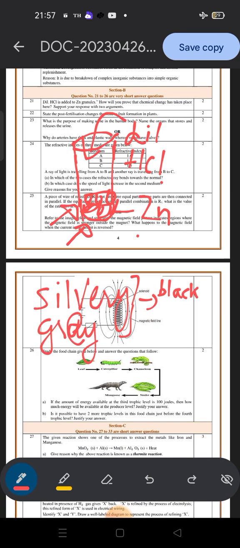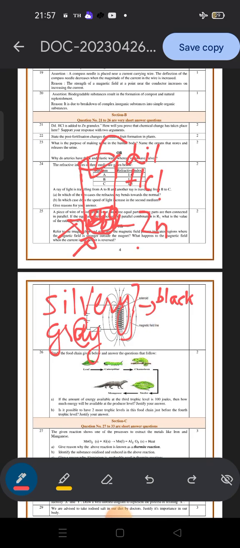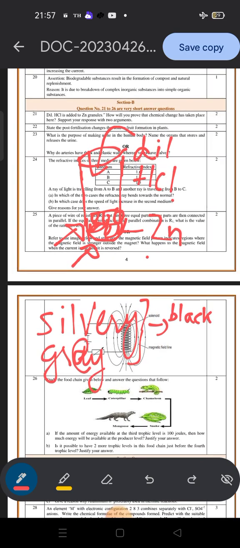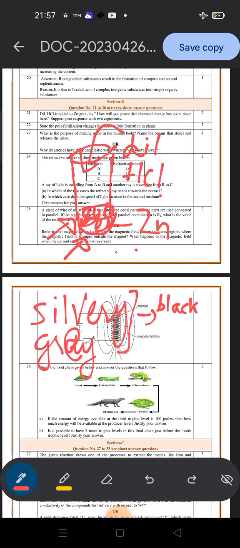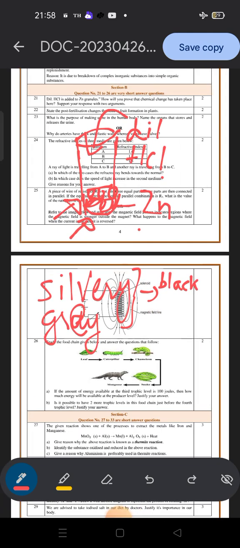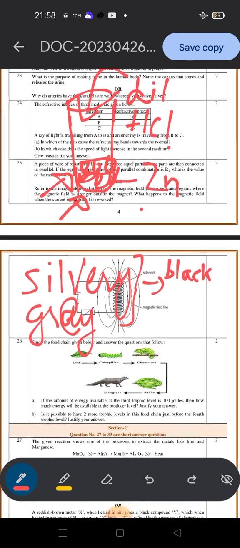So using these three arguments, what are the three arguments? The evolution of gas, which is seen in the form of formation of bubbles, and increase in temperature during the reaction, which can be felt or experienced by placing your hand near the base of the test tube. And the third argument is there is a change of color from silvery gray to black.